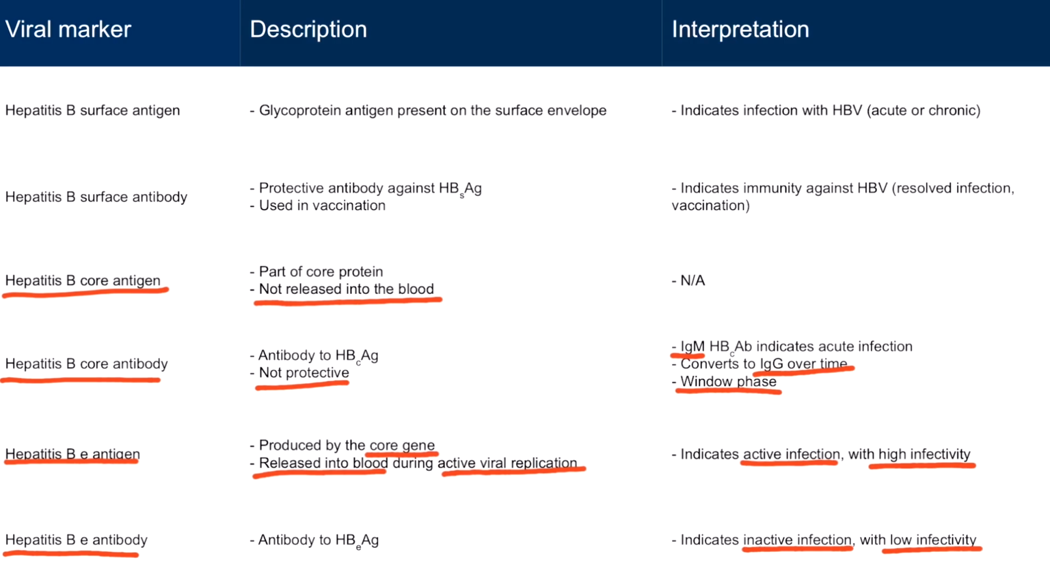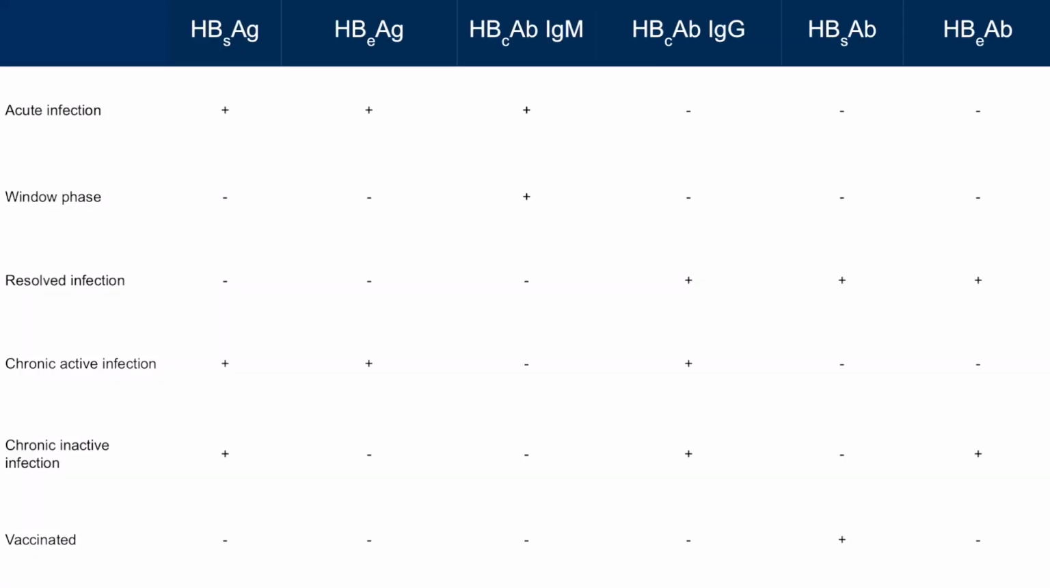Alright, so when a patient contracts hepatitis B virus, they become positive for HB surface antigen, and they remain positive with this antigen until and unless they resolve the infection. You can see here that HB surface antigen is present in both an acute infection and a chronic infection, whether active or inactive. It basically marks the presence of the virus in the body.